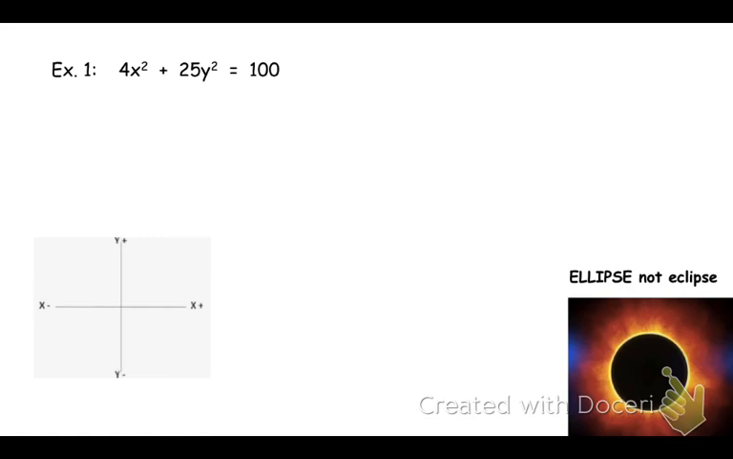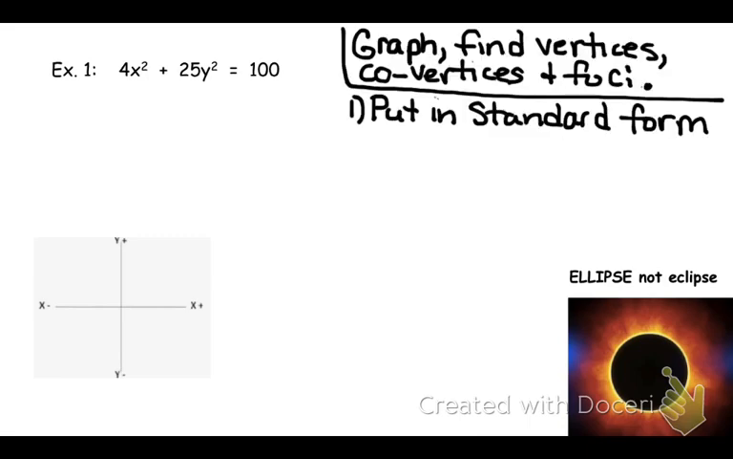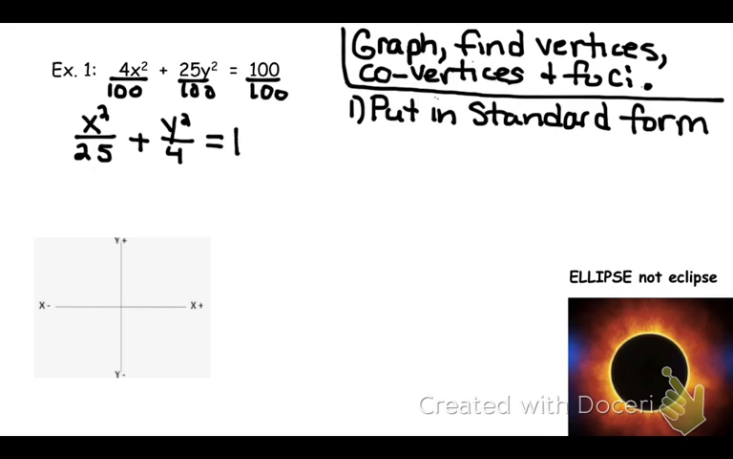And the first thing you should notice is that it's not in standard form, and we just said that the equation should be equal to 1. And those equations on the first slide were in standard form. So because this is not, we're going to have to manipulate it a little bit. There are going to be 4 steps to this slide. The first one is put it in standard form, and in order to do that, we're going to have to divide each term by 100. And when we do that, we end up getting x squared over 25 plus y squared over 4 equals 1.